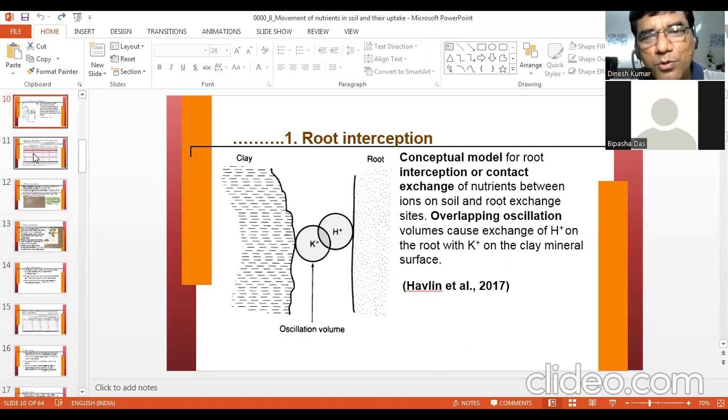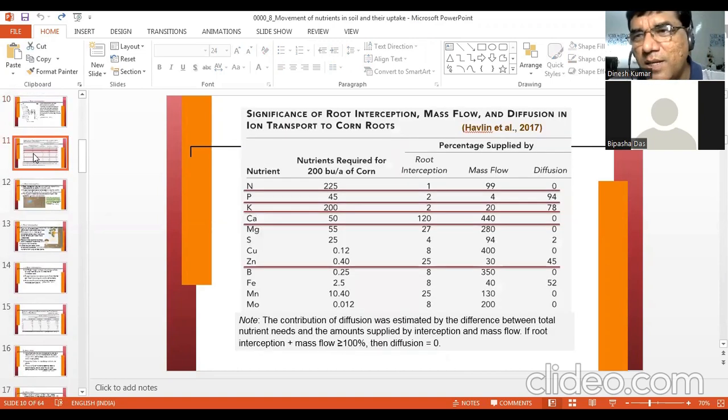And now a question comes that there are three mechanisms. One is mass flow, other is diffusion, and third one is contact exchange. Most or many nutrients are coming to the plant root through mass flow and diffusion. And root interception is not very common. It is only in case of calcium where it is important, root interception. So let us see which mechanism is more important for which nutrient for their transport to the root.